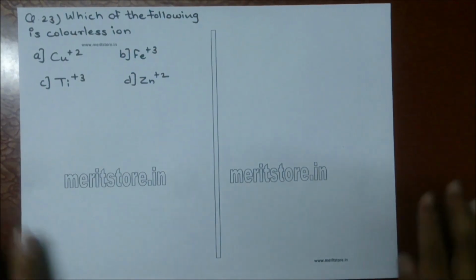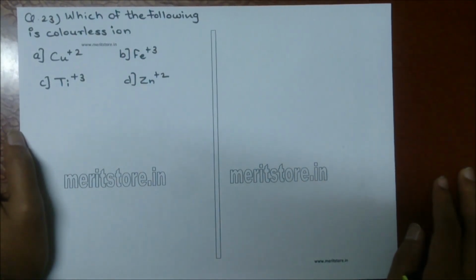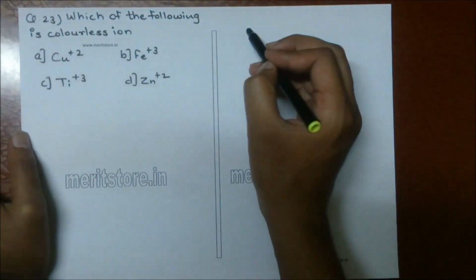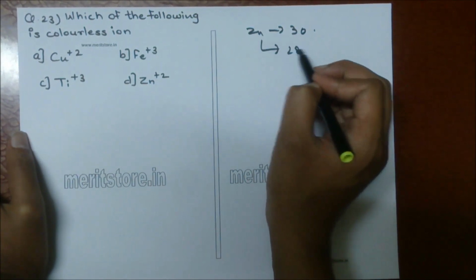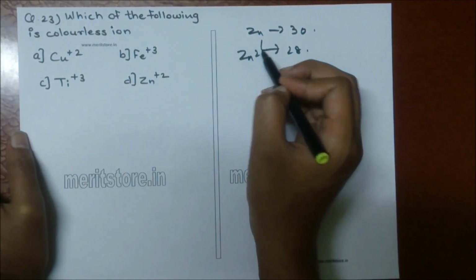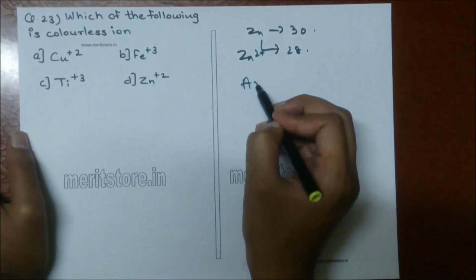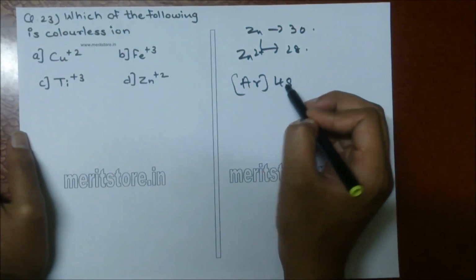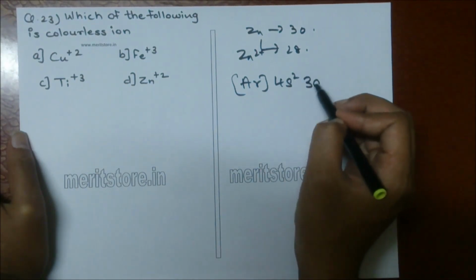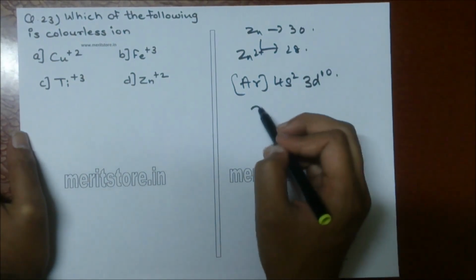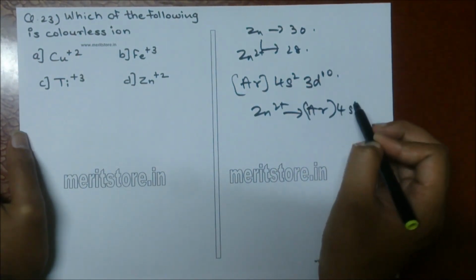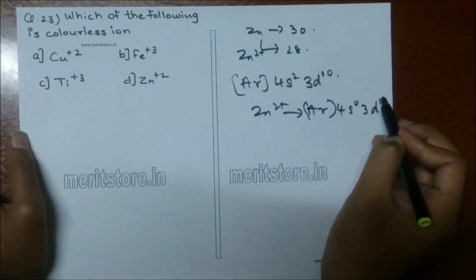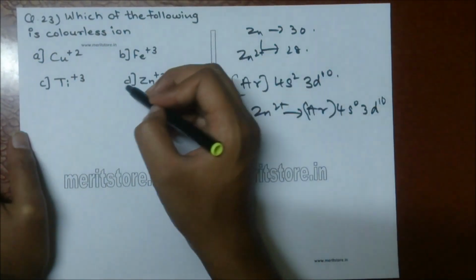Question number 23. Which of the following is a colorless ion? A. Cu2+, B. Fe3+, C. Ti3+, D. Zn2+. Zinc has atomic number 30. 2 electrons are removed, so it becomes 28 in Zn2+. So the electronic configuration for zinc is argon 4s2 3d10, and for Zn2+ it is argon 4s0 3d10. As all the d electrons are paired, it is a colorless ion.